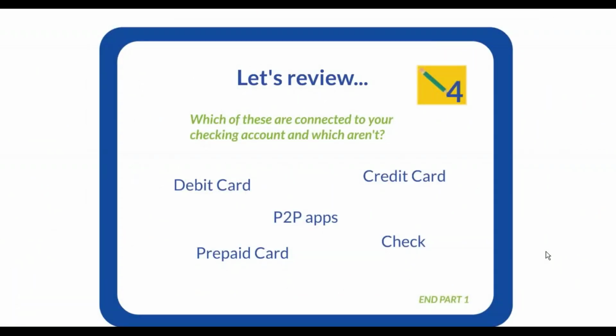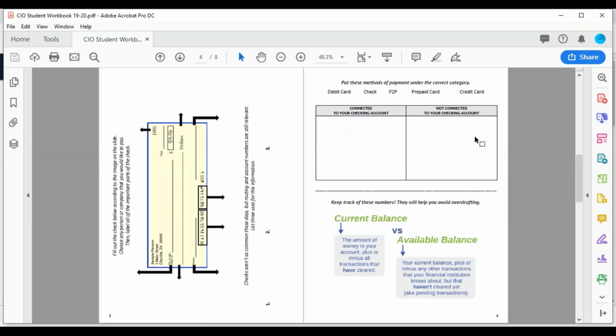To wrap up this section, we have another activity. On the top of page 4, there's a blank table. This activity is really simple. All we need them to do is take the payment method and put it under the right category, either connected to their checking account or not connected to their checking account. It's another way to make sure they really understand the difference.